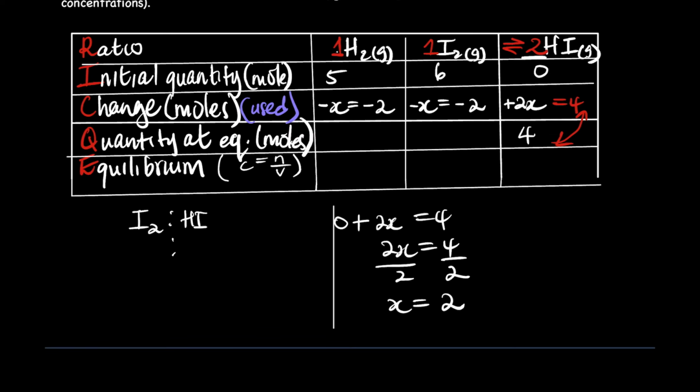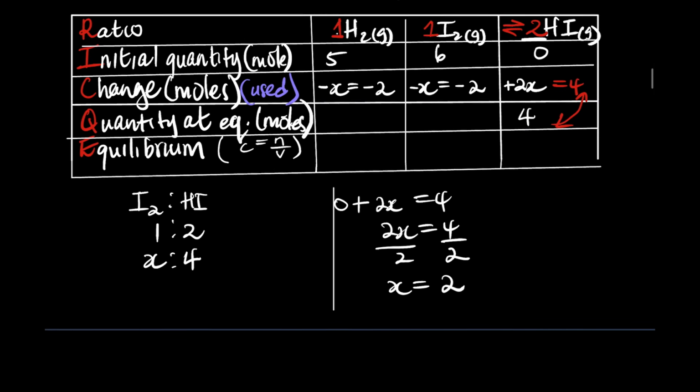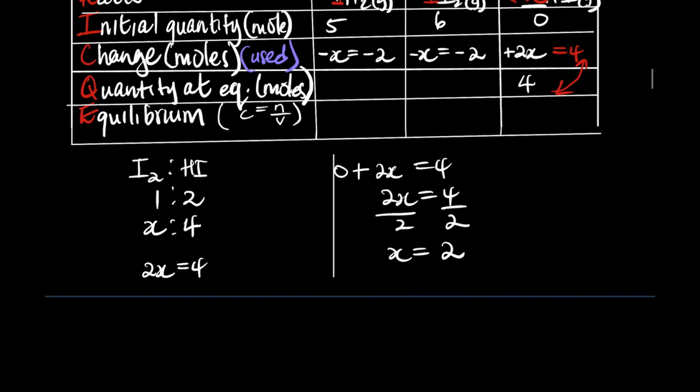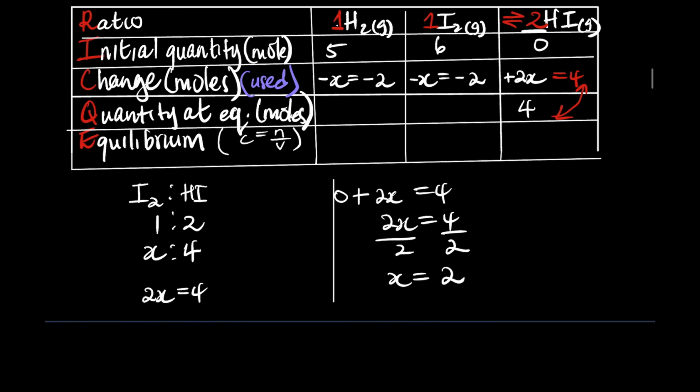So we put the ratio there, which is 2 is to 1. And then we put x where? In the iodine, because you were looking for iodine. We have the hydrogen iodide, it's 4. When we cross multiply, it's going to be 2x is equal to 4. And iodine is x. So x is going to be what? 2. So we got the 2 there.